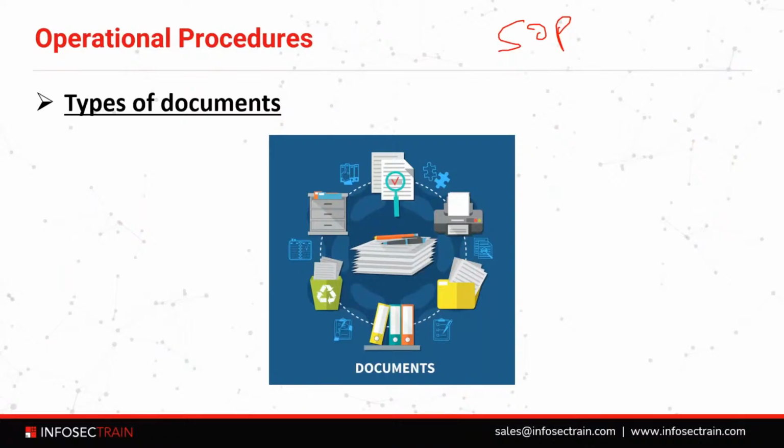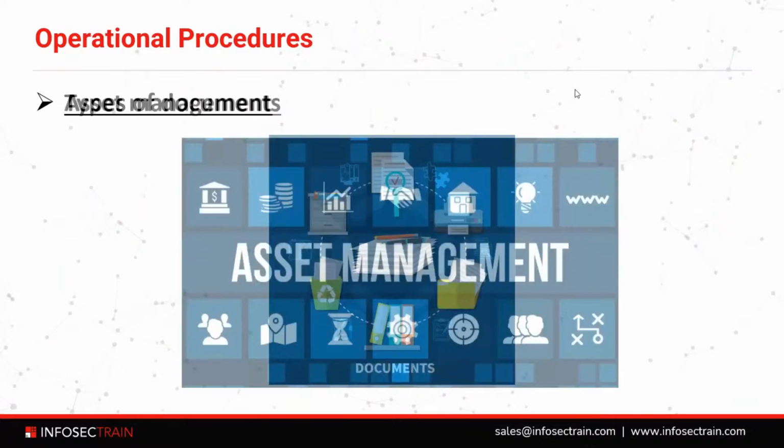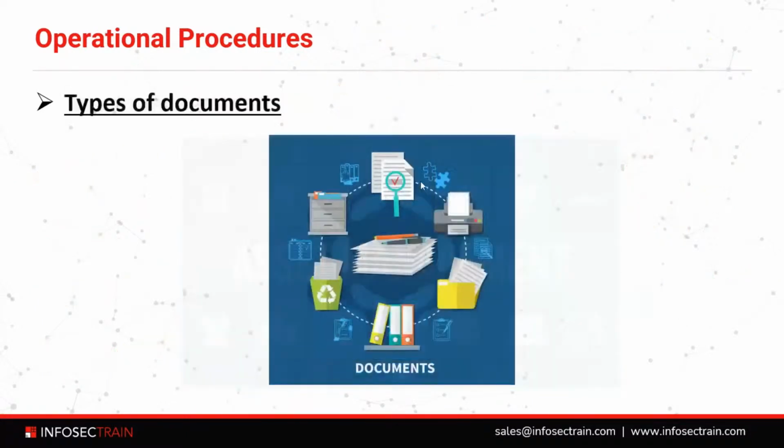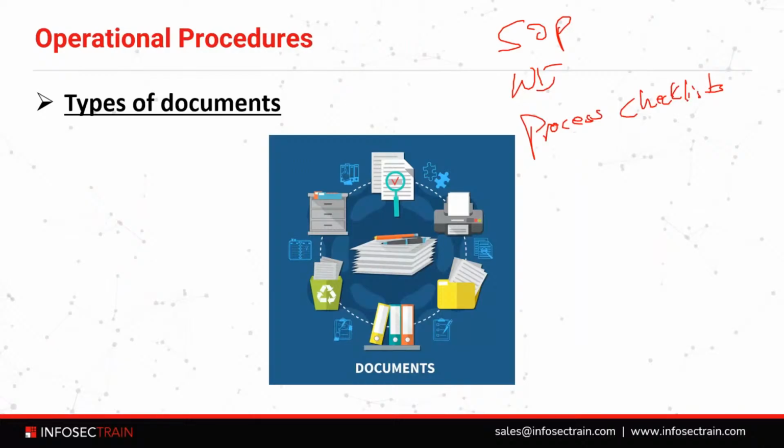Then we have work instructions. Now, what can be work instructions? Detailed guidance for a specific task within a process. It includes visuals or screenshots. It's more granular than SOPs. Then the process checklist: a bullet point list to track task completion. It is useful for audits, onboarding, and daily operations.